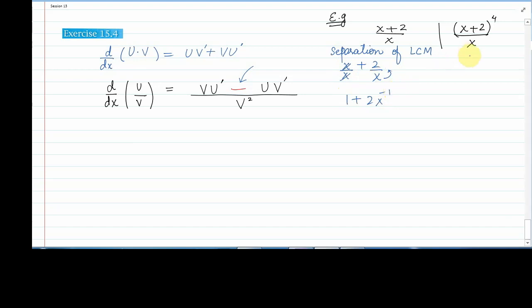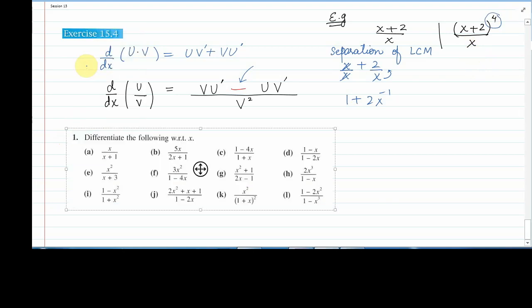But if you consider the right hand side example, you cannot solve it by doing the separation of LCM. Firstly, you can't do that because this x plus 2 is enclosed with the power 4. And for such questions we need to apply u upon v. Alright, so that is a basic introduction of the topic, why we need u upon v and how to apply u upon v.